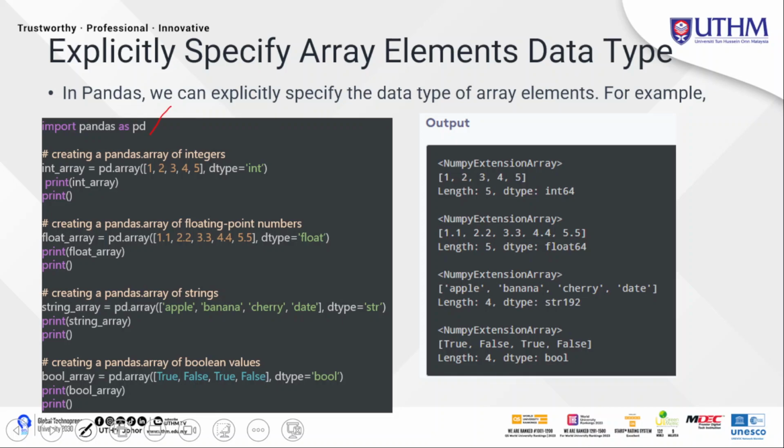So import pandas. After that, we create the first one, which is known as integer. Okay, pd.array. This one is known as float because we have decimals. This one is string, so we have string. And the last one is Boolean, true false, so the data type is Boolean. So this is how we explicitly, so we can separately, specify the data types for each array element.